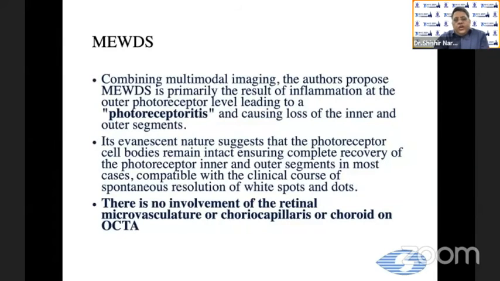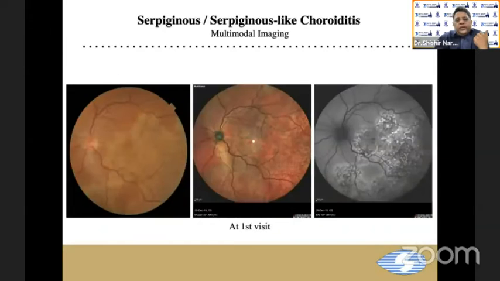And this has led to the concept of understanding that the inflammation is at the level of the photoreceptor, and it has led to what we call photoreceptoritis, and there is a disruption and loss of the inner and the outer segments, and once it regenerates, you get the retinal function back again. And what you are seeing, the hypofluorescence in the ICG, is actually a masking effect because of the outer retinal changes, and there is no actual involvement of the capillaries or the choroid.